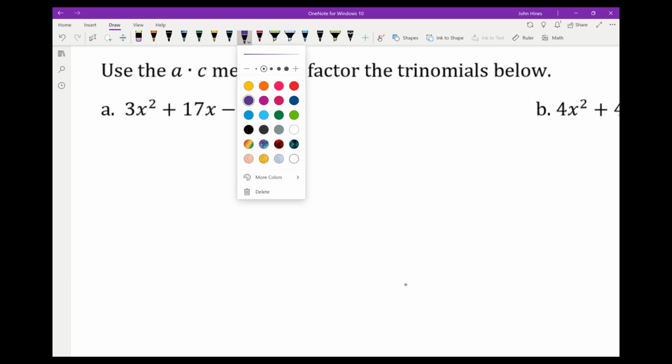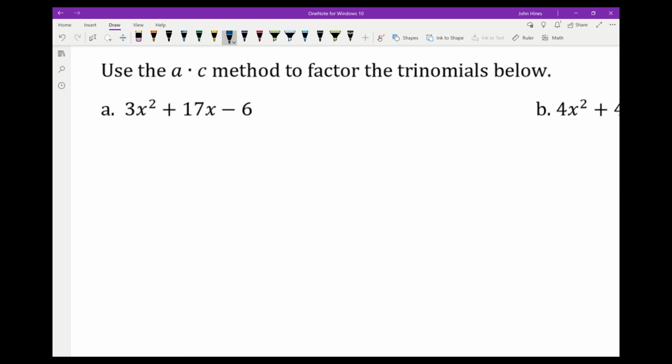3x squared plus 17x minus 6. The first thing we're going to do is look for a GCF. Is there a GCF? No. I can't divide everybody by 3 here, so I'm going to use the AC method. What multiplies to a times c, negative 18, that adds to my middleman of 17.